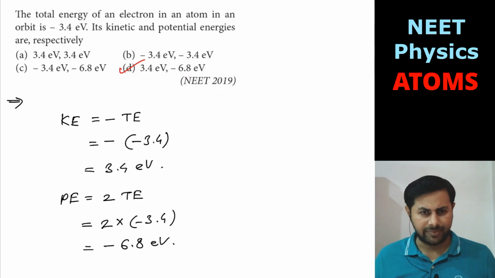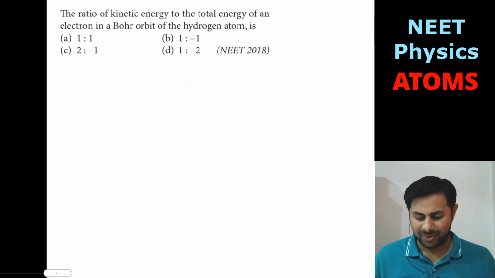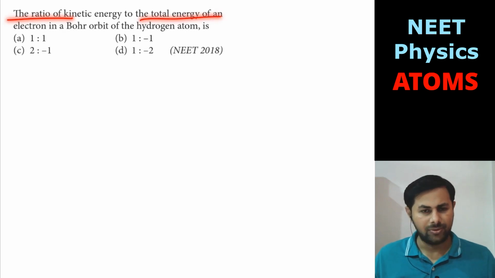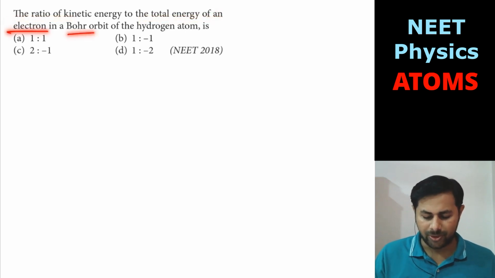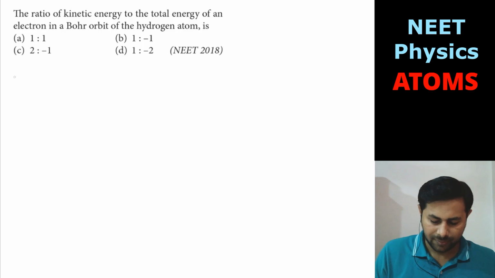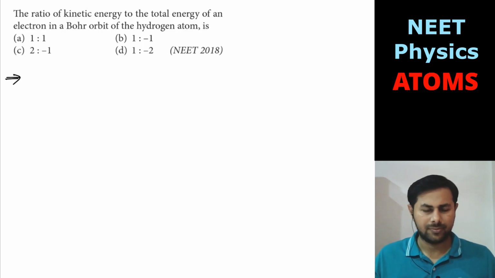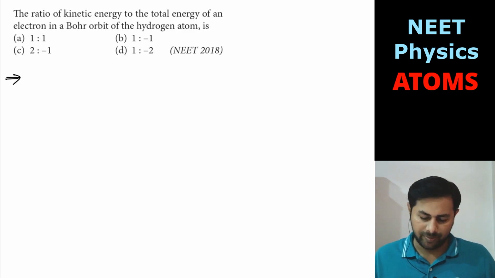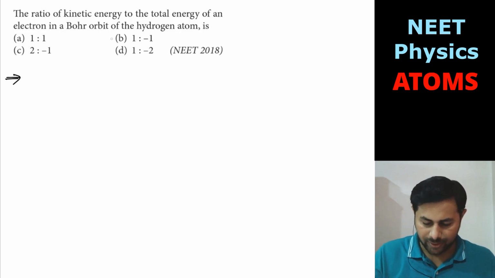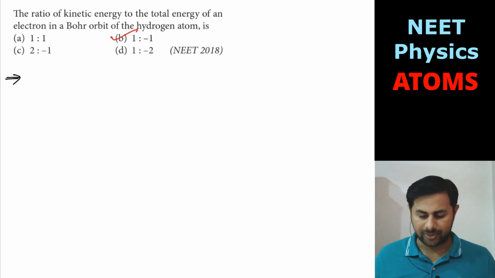That means designed by NTA only. Okay, let's see the next question. The ratio of kinetic energy to the total energy of an electron in Bohr orbit of hydrogen atom is. Tell me. Option B, ratio of kinetic energy to total energy. Exactly correct. So it's 1 is to minus 1.